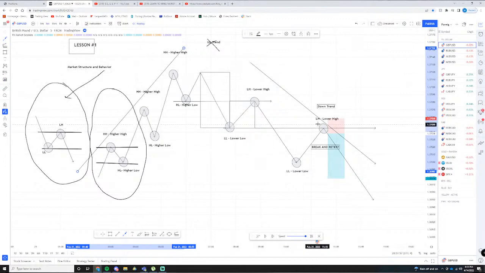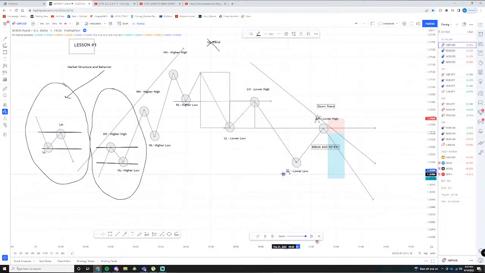But same thing applies. Just write HH instead of LH, and write HL instead of LL. Okay, yeah, you get the point. The market is going to be going up. Right. Okay, guys.